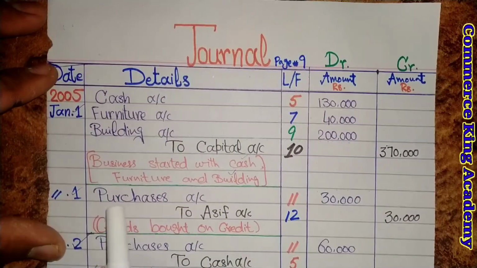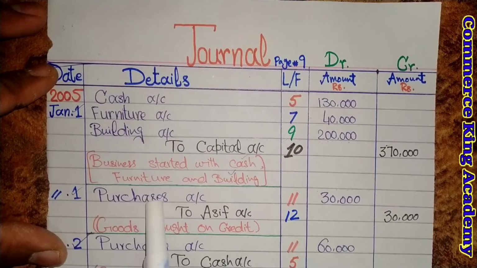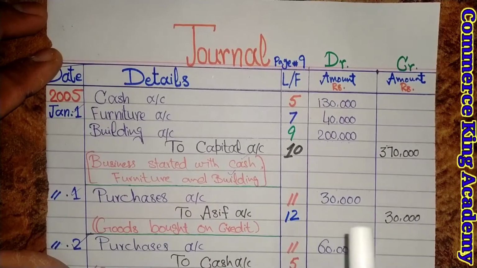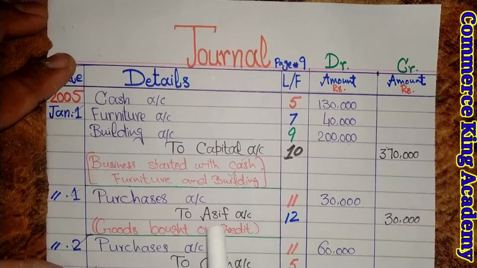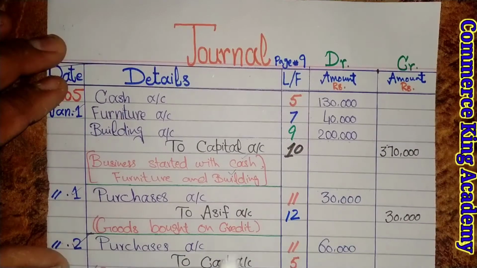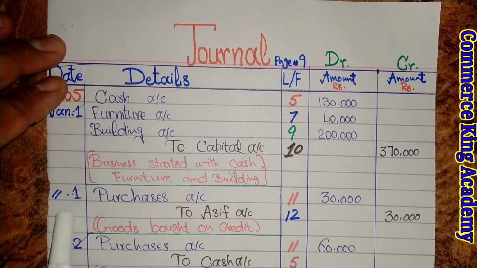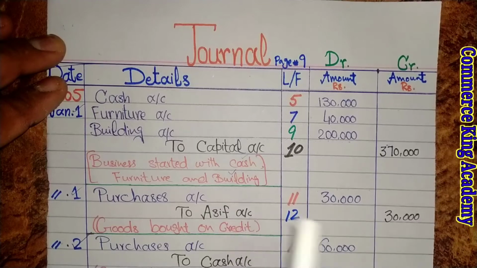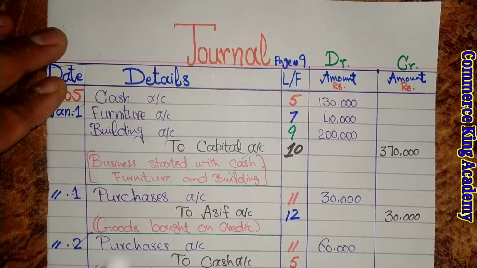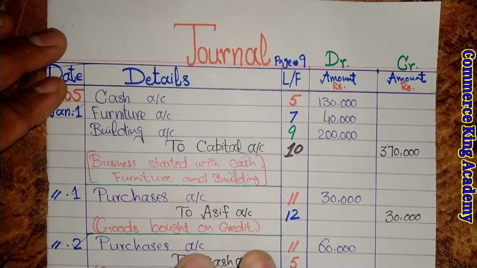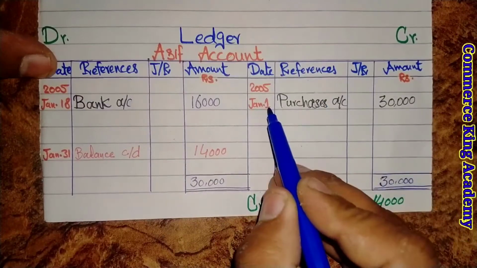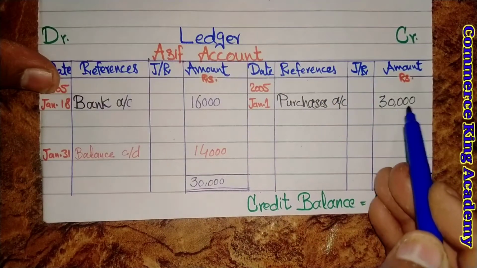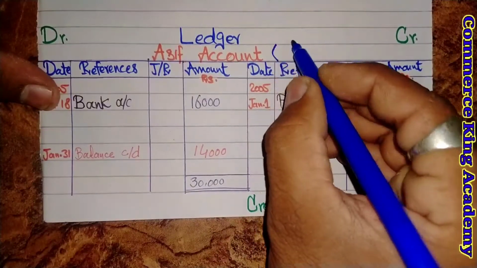After completion of the ledger account of purchases account, now we will move toward the next, which is Asif account. In series we have given the ledger folio number 12 to Mr. Asif's account. Okay, we found Asif account in the first entry, which was held on Jan 1st: purchases account debit, Asif account credit. So Asif account is credited by purchases account, right here you can see. So we will enter in this way into the ledger of Asif account. Jan 1st, Asif account credit by purchases account amounted 30,000 rupees. Okay, Asif account has ledger folio number 12.